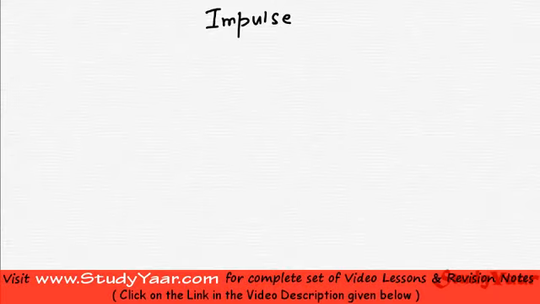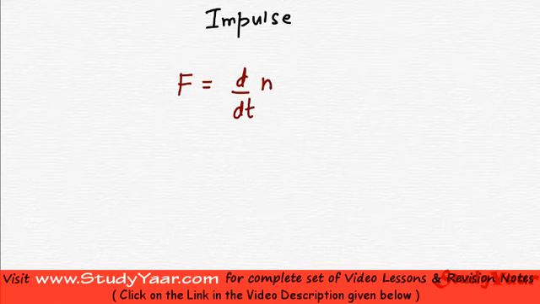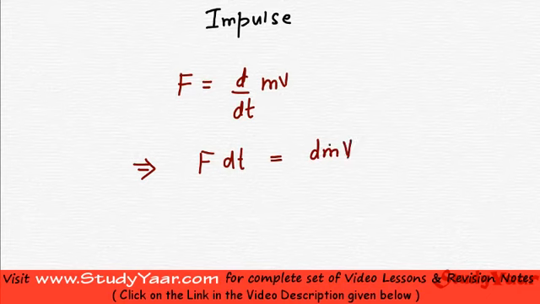Let's understand what an impulse is. We know that force is also defined as the rate of change of momentum, d by dt of momentum mv. I want to write this as F dt is equal to d(mv). My mass is a constant, by the way.